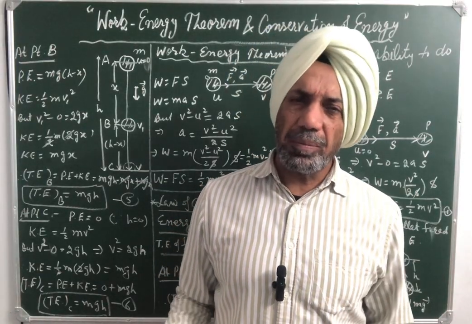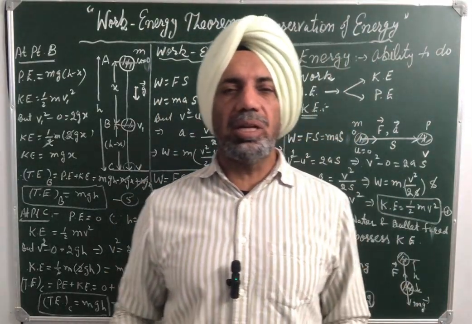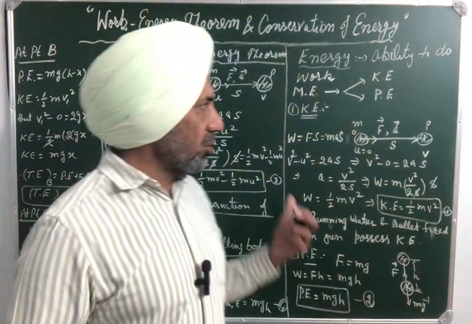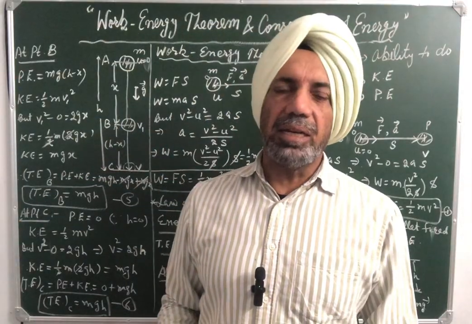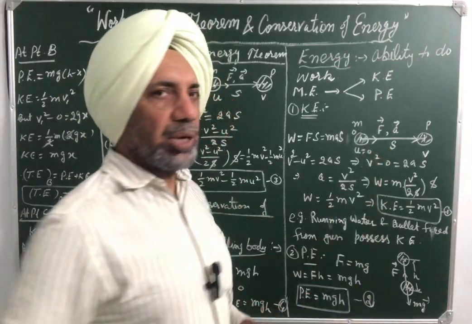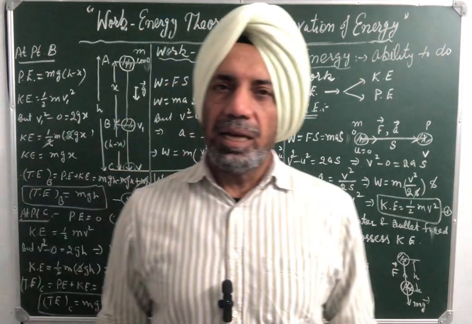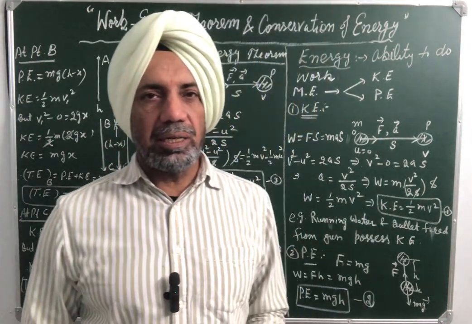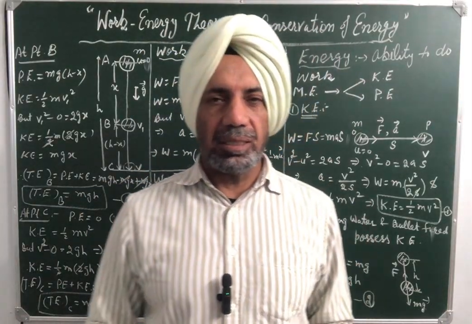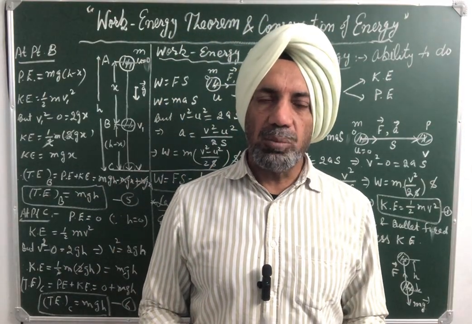Energy is of many types: mechanical energy, light energy, sound energy, magnetic energy, nuclear energy, chemical energy, so on. But in this chapter I am going to discuss only mechanical energy. So mechanical energy is of two types: kinetic energy and potential energy. Now what is kinetic energy? The energy possessed by a body due to its motion is called kinetic energy. Means kinetic energy comes into play when body is in motion.